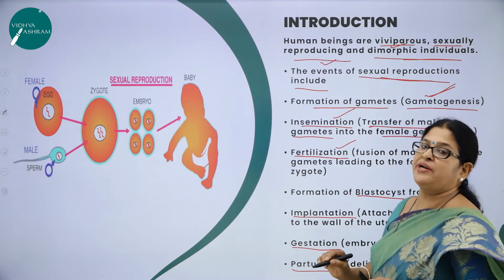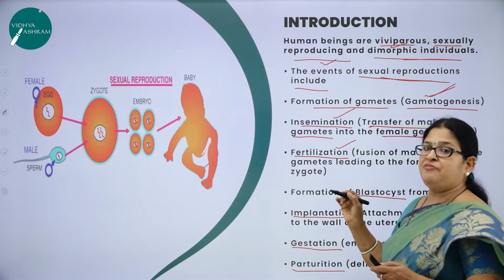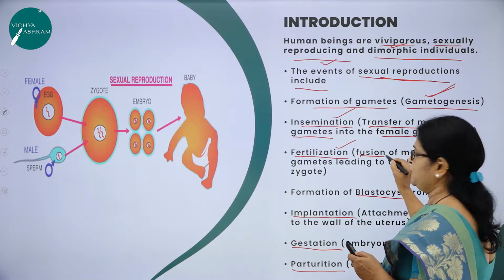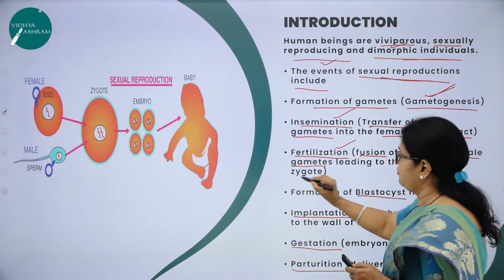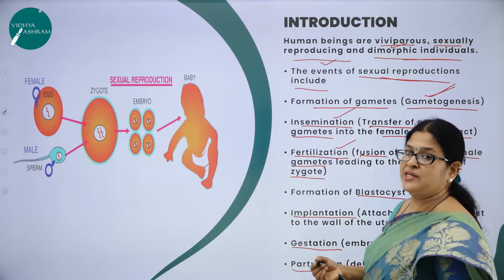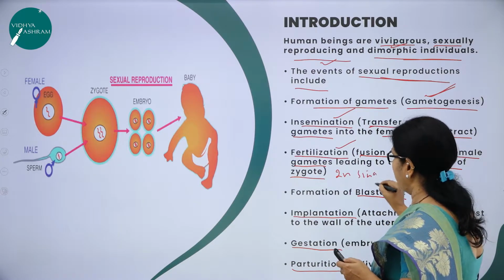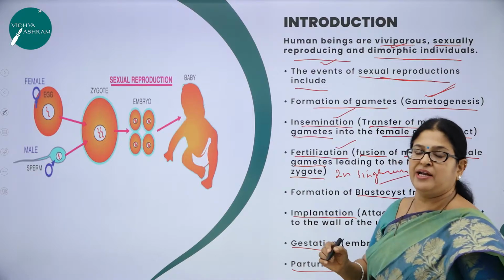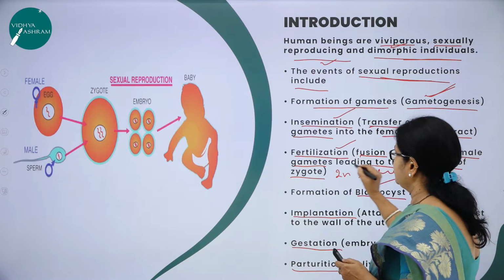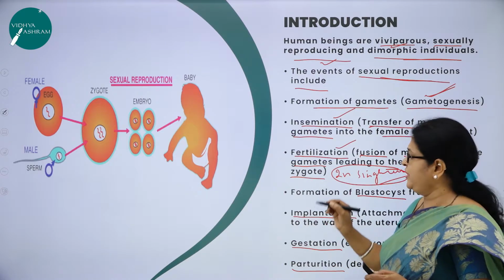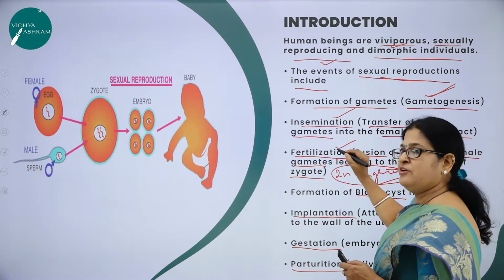Then the third very important event is fertilization. What is fertilization? Once the male and female gametes come together, they fuse. Fusion of the male and the female gamete leads to the formation of the zygote. As you know, the zygote is a diploid but single cell. Hope you all remember, all of us started our life with a single cell. Later on we became multicellular, right? So the formation of the zygote is very, very important. After gametogenesis, the next event is insemination, then fertilization.